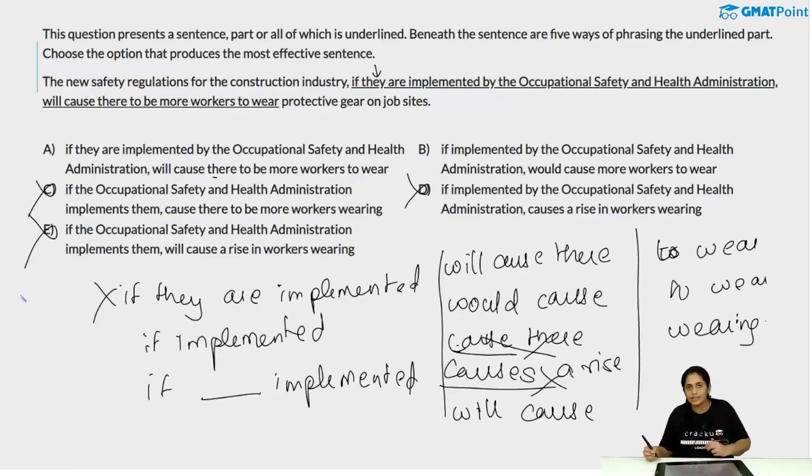It will not cause a rise in the workers wearing, but it will cause more people who are currently working to actually wear the protective gear. So E is incorrect. Now let us see which it should be. Will cause there to be more workers to wear, or would cause more workers?